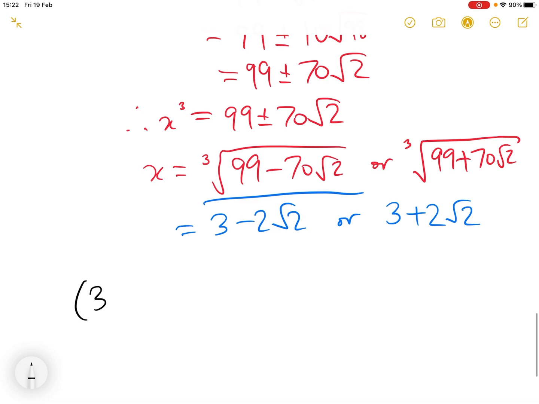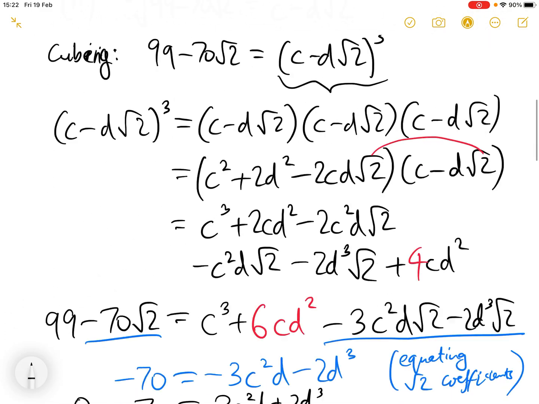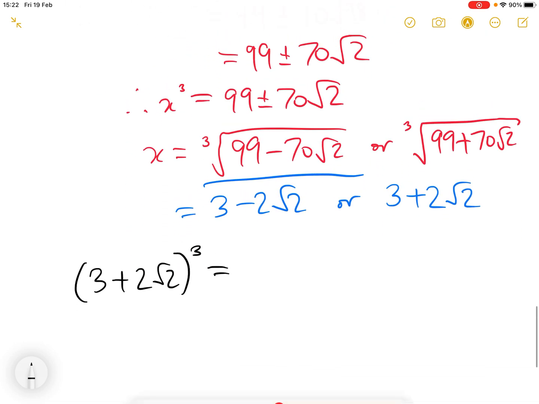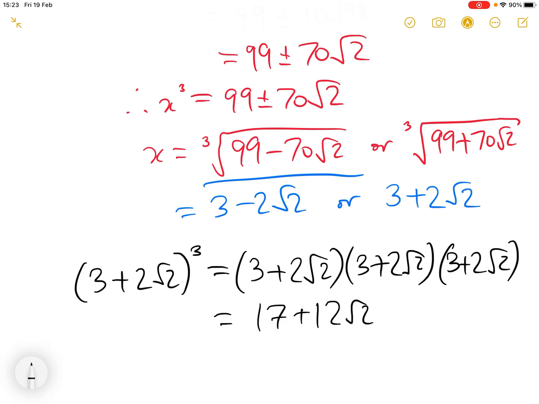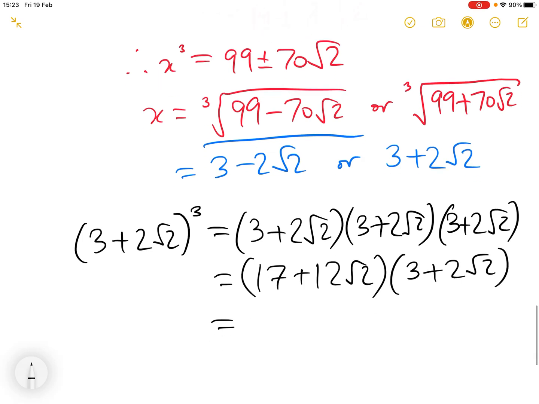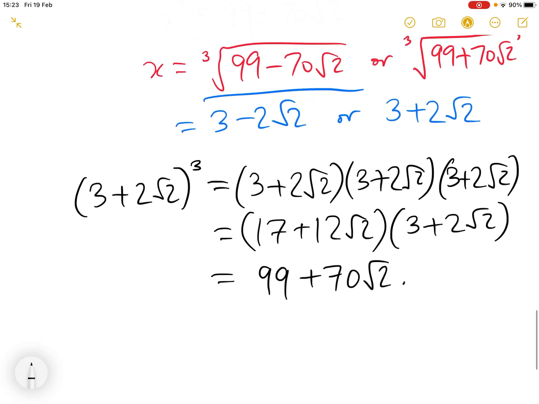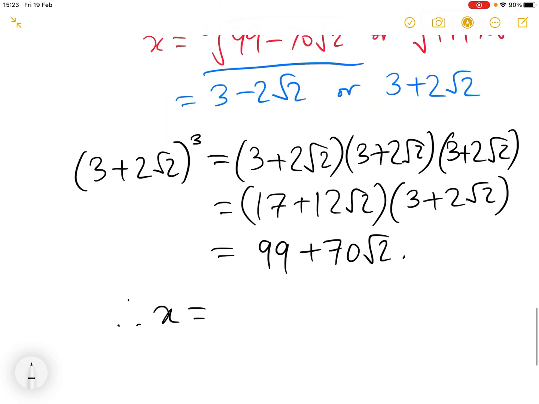So how could we check that? Well, we could cube 3 plus 2 root 2 and check what it gives us. Did we do that in the first part? No, we cubed 3 plus 2 root 5. Okay, so if we cube this, we've got 3 brackets to expand. The first 2 brackets give us 17 plus 12 root 2. Then 17 times 3 is 51, and 12 root 2 times 2 root 2 is 48. 51 plus 48 is 99. Then 12 root 2 times 3 is 36 root 2, plus 34 root 2 is 70 root 2. So it works. Good. So we've shown the only real solutions are 3 plus minus root 2.